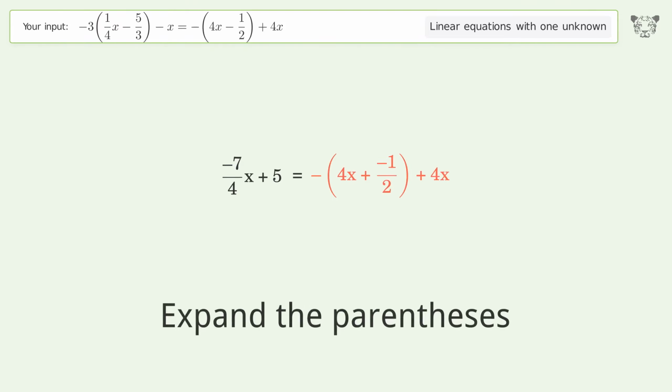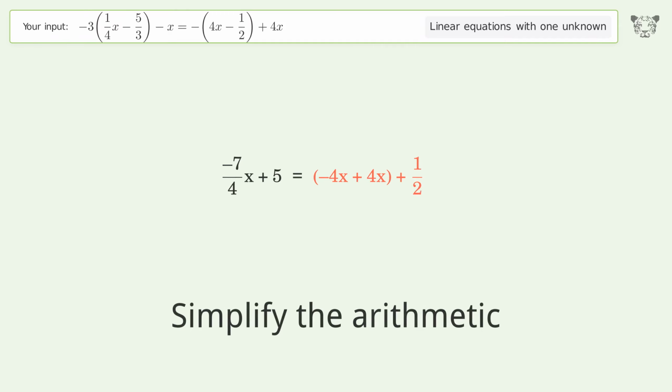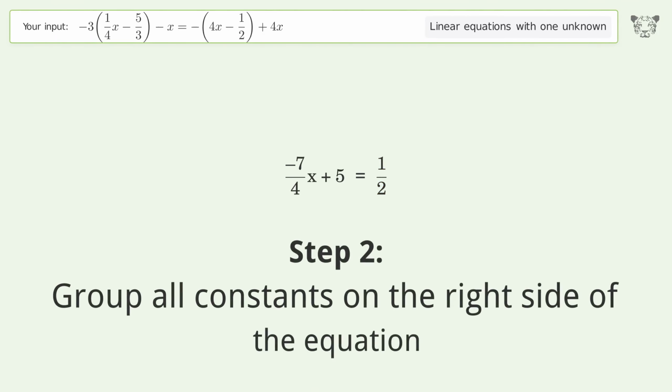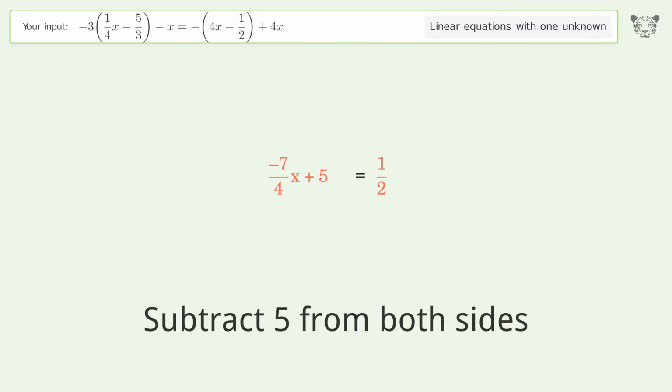Expand the parentheses. Group like terms. Simplify the arithmetic. Group all constants on the right side of the equation. Subtract 5 from both sides.